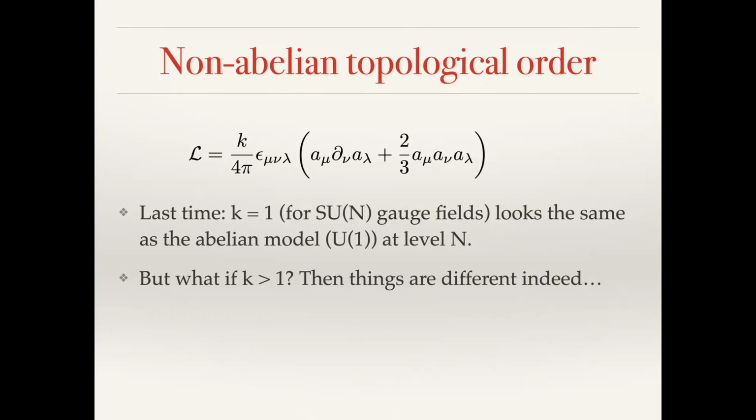So this was this magical level-rank duality, that all of the non-abelianness kind of disappears when K is 1, okay? But then you can ask, well, what if K is not 1, right? What if K is bigger than 1? And the answer is, if K is bigger than 1, then you really do get theories that are very different from a Chern-Simons theory with abelian gauge fields. And basically what I want to tell you about is a little bit of the properties of non-abelian topological order and how to think about them.